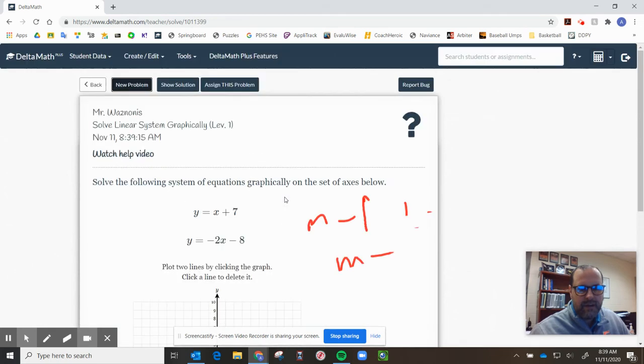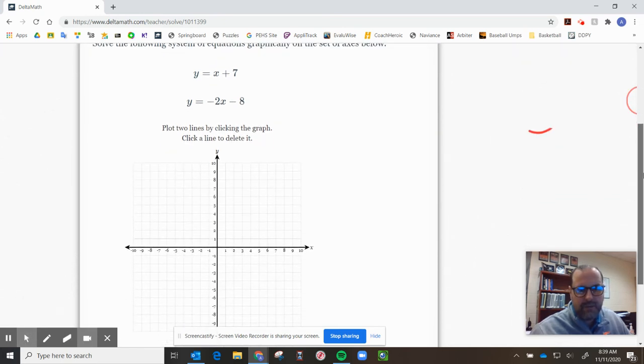I'm not going to rewrite on there. I am trying to find where these cross. The first line is y = x + 7, so I have a y-intercept of 7. I go up to 7, which should be your first point. The slope has nothing in front, but that means 1. So up 1, right 1, up 1, right 1.